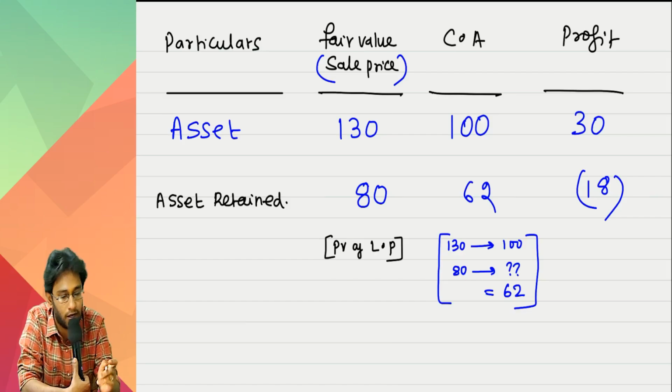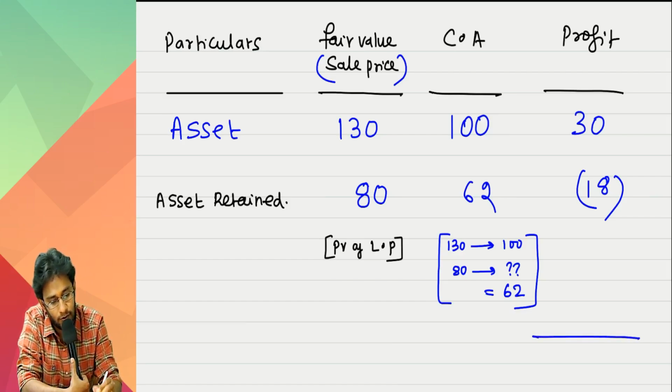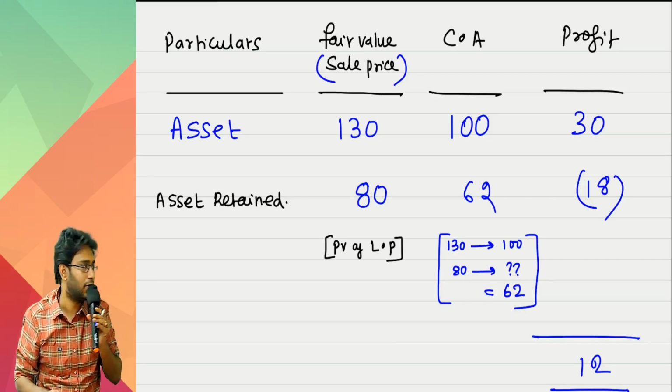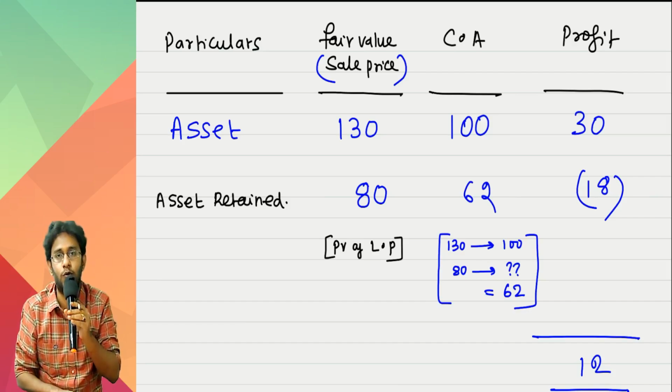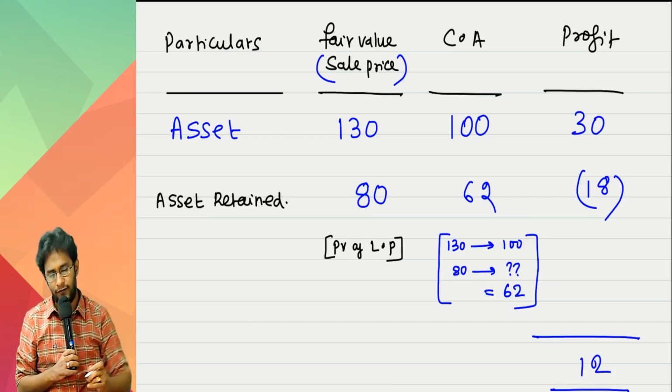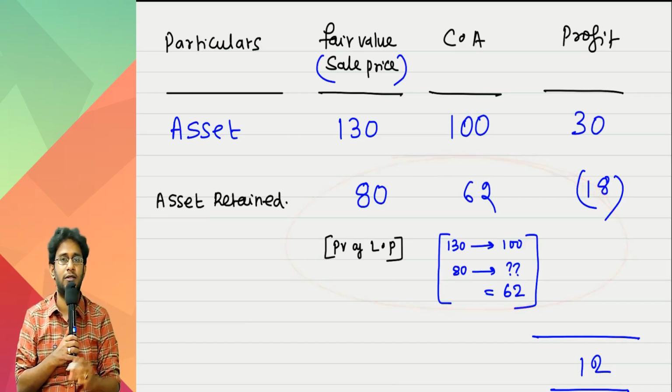This only cannot be recognized. So how much can I recognize now? 12. 12 rupees you can recognize. You write entries in such a fashion that only 12 rupees profit will go to the P&L account. In this there is nothing to get confused. People look at this and they get confused. There is nothing to get confused, sir.